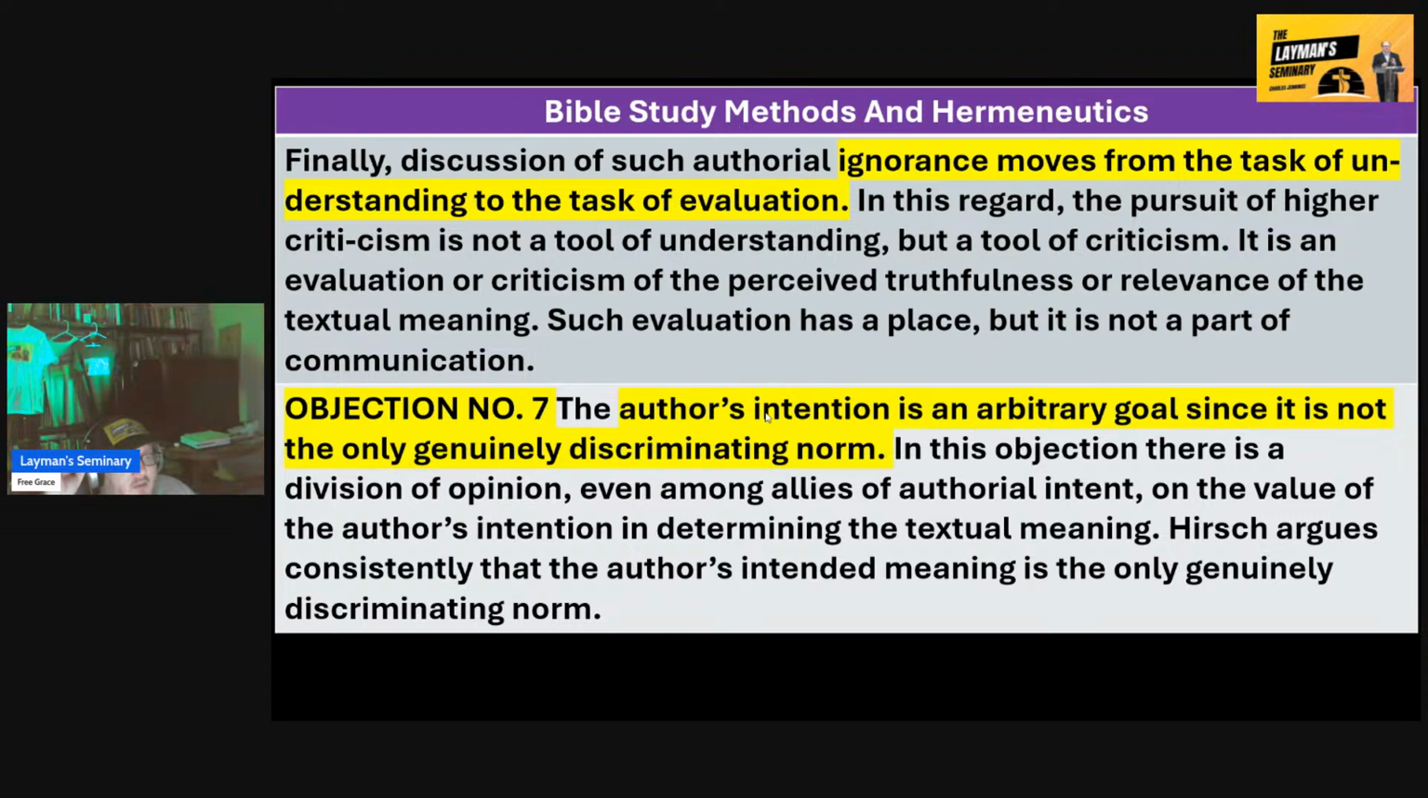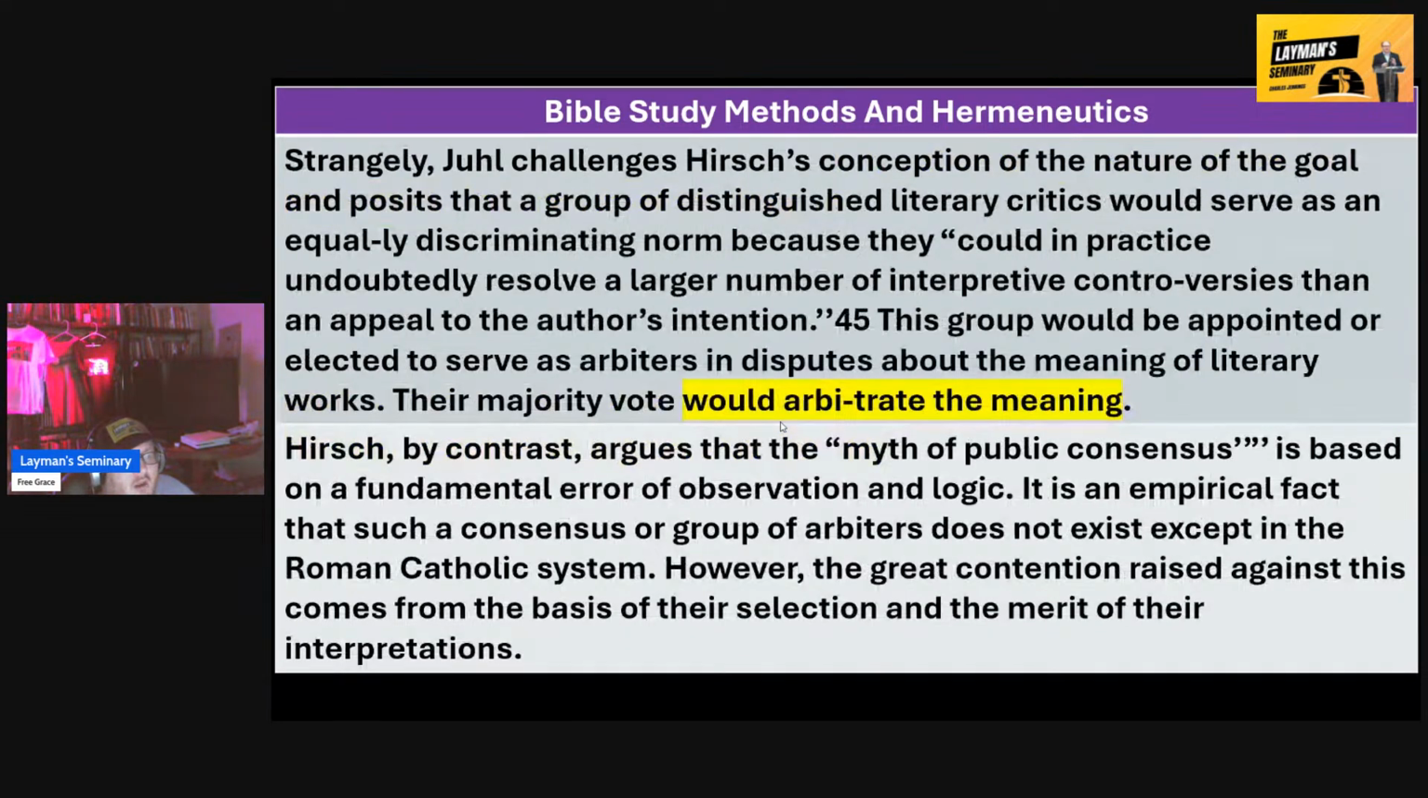Objection number 7: The author's intention is an arbitrary goal since it's not the only genuinely discriminating norm. Pay attention to this one. This one's good, guys. In this objection, there's a division of opinion, even among allies of authorial intent, on the value of the author's intention in determining text or meaning. Hirsch argues consistently that the author's intended meaning is the only generally discriminating norm.